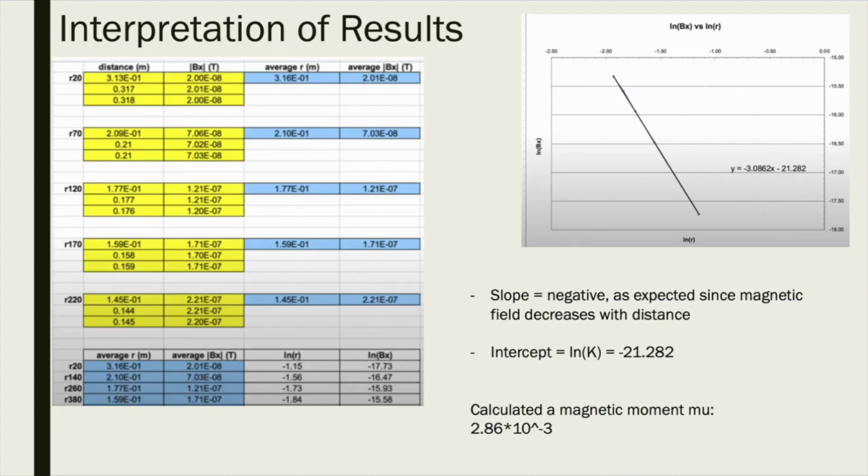And then using this information, we can calculate the magnetic moment, mu, because the bar magnet is acting as a magnetic dipole, and we can use the on-axis dipole equation we said before to obtain our mu value of 2.86 times 10 to the negative third.